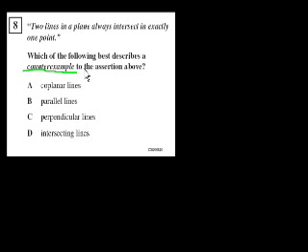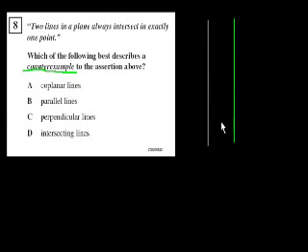So I like to think of the answer even before seeing the choices. Can I think of two lines in a plane that don't intersect in exactly one point? Well, what if they're parallel, right? What if I have, let me see, that line and that line. They're never going to intersect with each other. They're parallel. That's the definition of parallel lines.